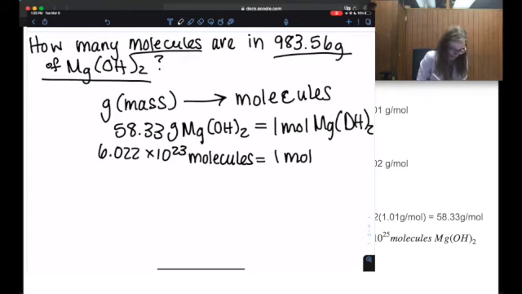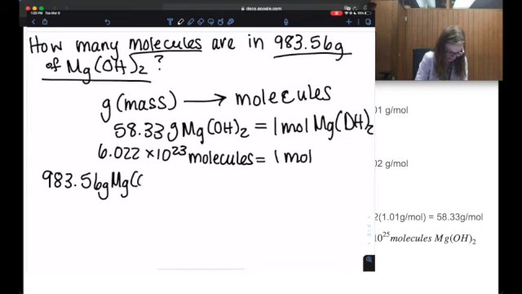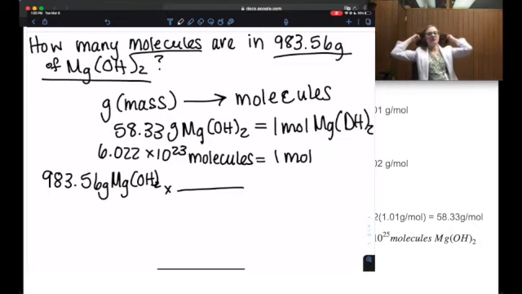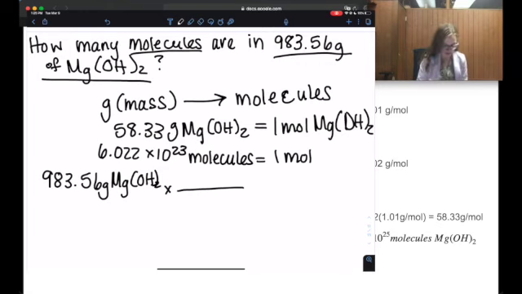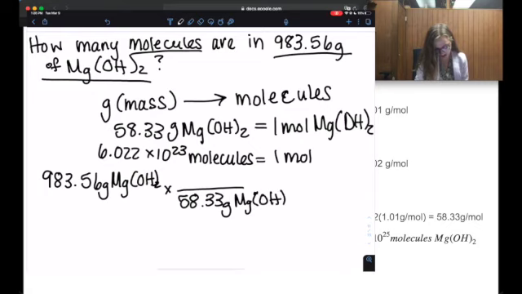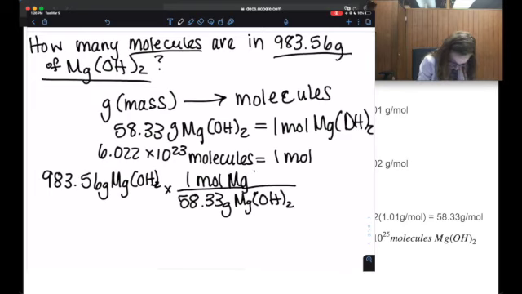So I'm going to start with the information I'm given, which is 983.56 grams of Mg(OH)2. And I'm going to want to get rid of grams right away. So I've got grams on the top, so I'm going to want to use a conversion factor relationship that puts grams on the bottom. So I'm going to say this is 58.33 grams of magnesium hydroxide for every 1 mole of magnesium hydroxide.